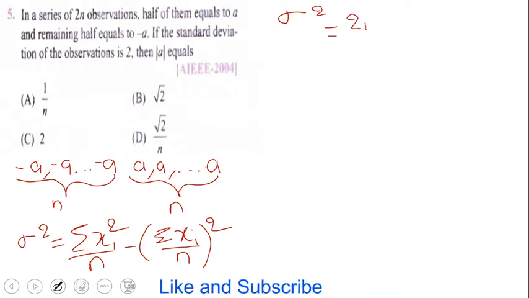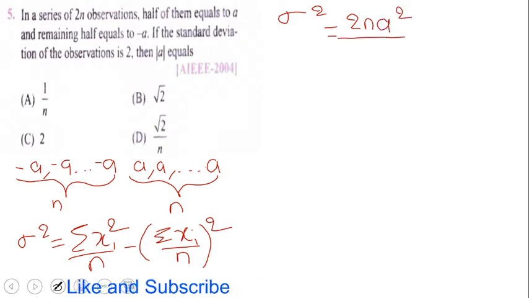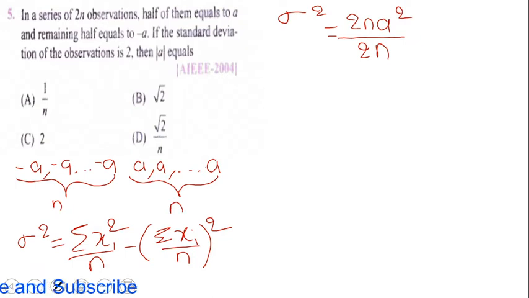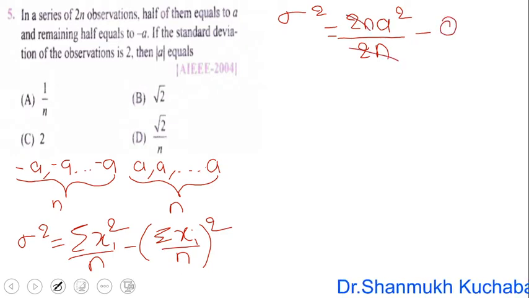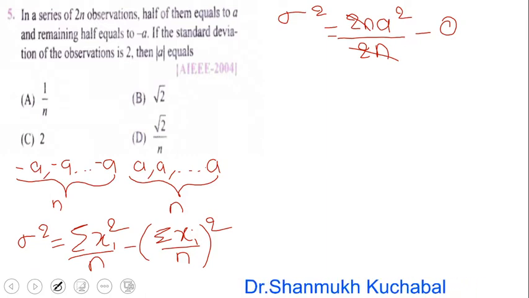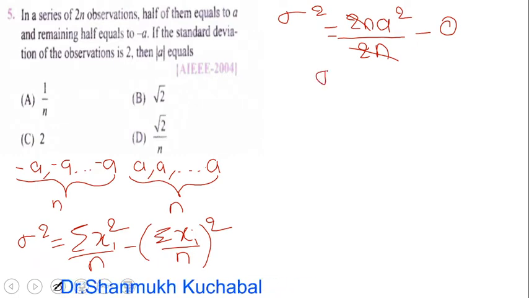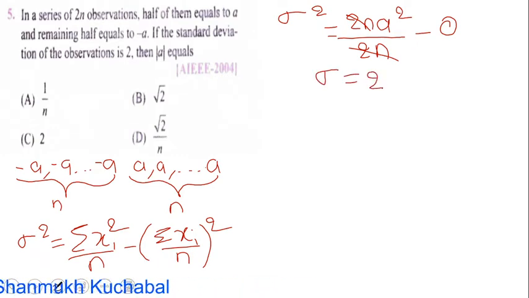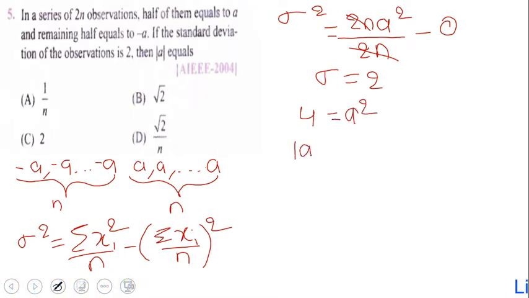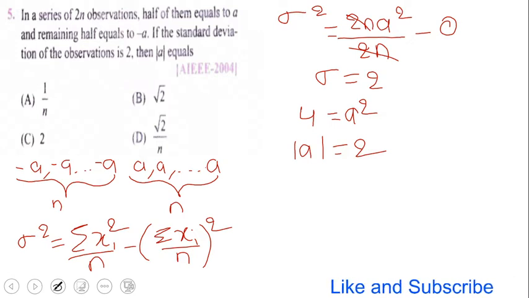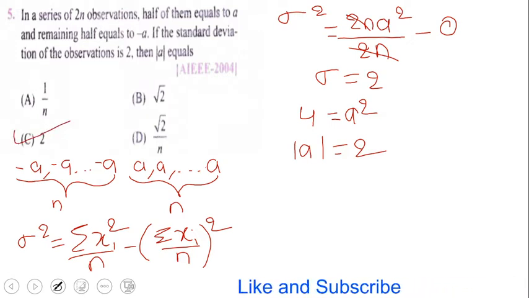So it is 2na square, whole divided by 2n, minus summation of xi, we are going to get it as 0 here. So then 2n cancels. So sigma square, where sigma is the standard deviation, is taken as 2 here. Sigma square will become 4, equal to a square. So the value of a, or mod of a, we are going to get as 2 here. Therefore option C is the right answer.